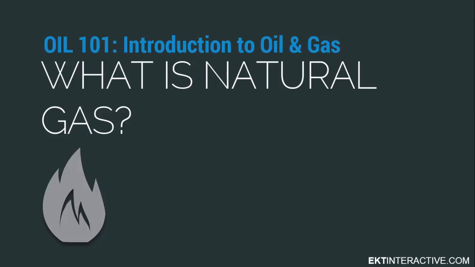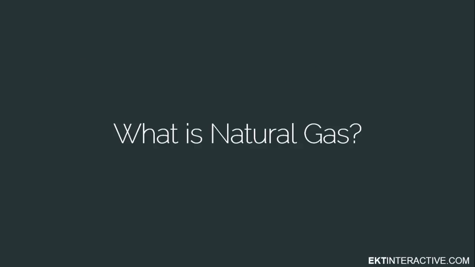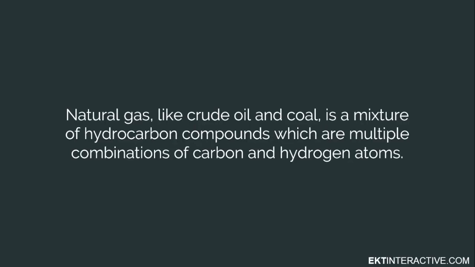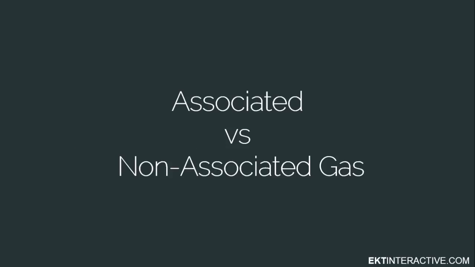Welcome to Oil 101. So, what exactly is natural gas? Natural gas, like crude oil and coal, is a mixture of hydrocarbon compounds, which are multiple combinations of carbon and hydrogen atoms. As far as the oil and gas industry is concerned, natural gas occurs in two principal forms: associated gas and non-associated gas.